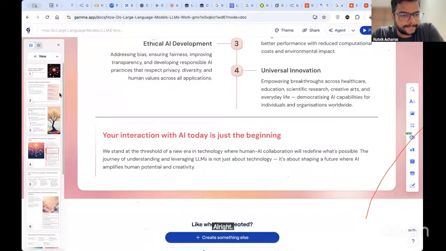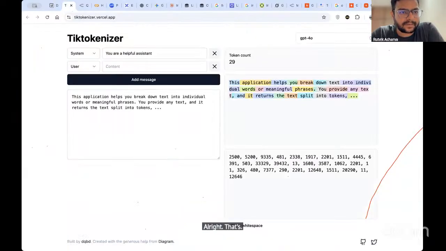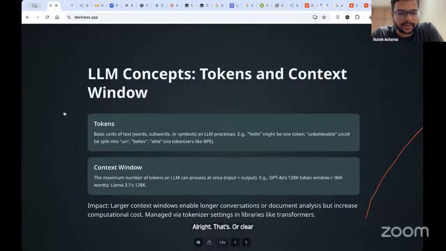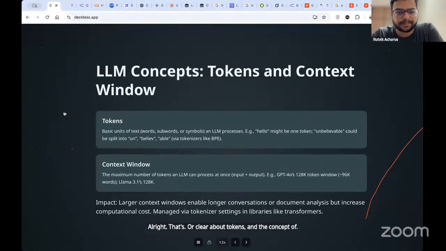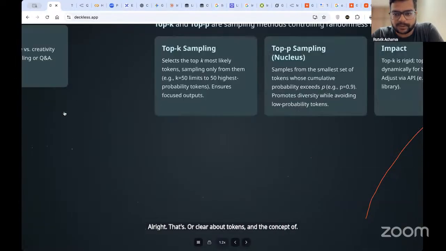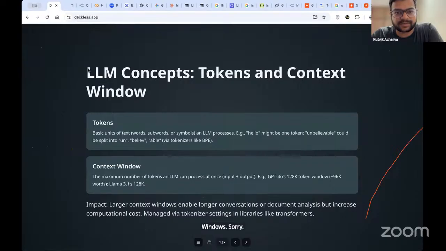All right. That's all clear about tokens and context windows. If there are any questions, please ask. In what way is the performance deteriorating? Varun, very good question.